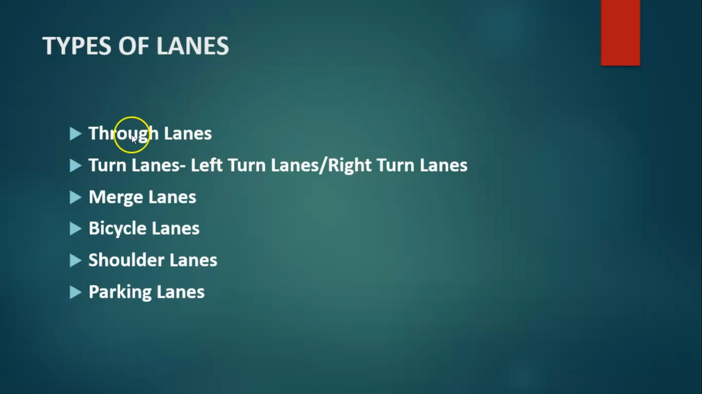So the next type of lane we have is called the turn lanes. The turn lanes can either be left turn lanes or right turn lanes. These are dedicated lanes that allow vehicles to make left turns or right turns at intersections without disrupting the through traffic. In order for it not to disrupt the through traffic, there are separate lanes for those vehicles that want to move at the point of intersection in the right direction, and those that want to move in the left direction. So these are what we call the turn lanes.